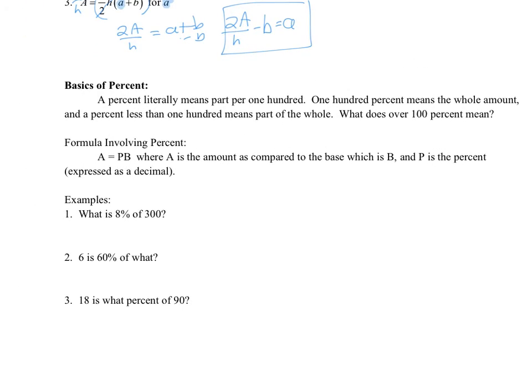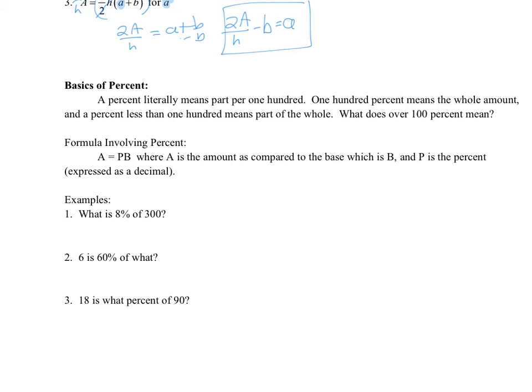100% means the whole amount, and a percent less than 100 means part of the whole. What does over 100% mean? Well, more than the whole. So if I say I'm giving 110%, how is that possible when 100% is everything I can give? Can't give more than what you can give.